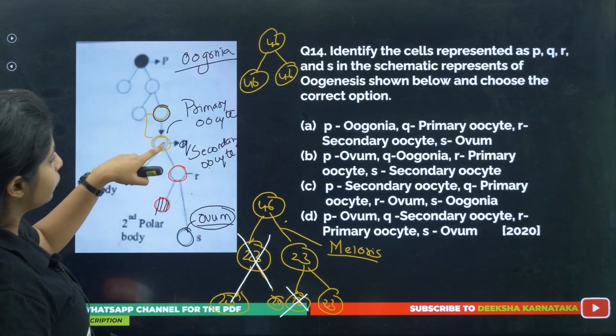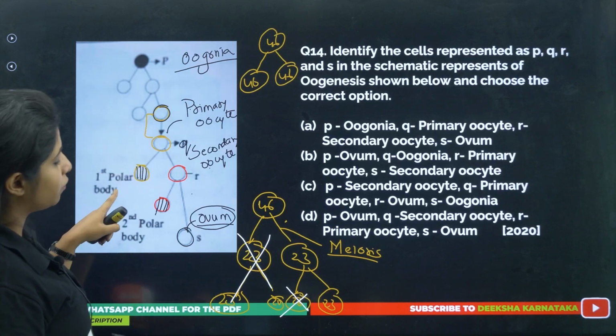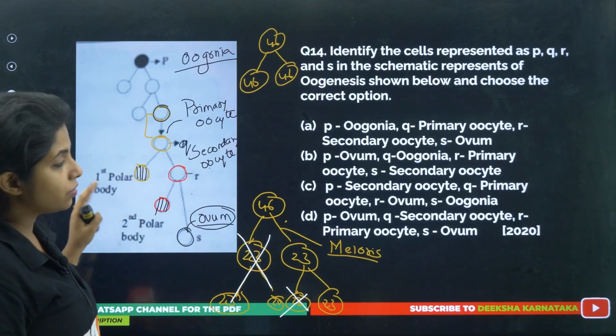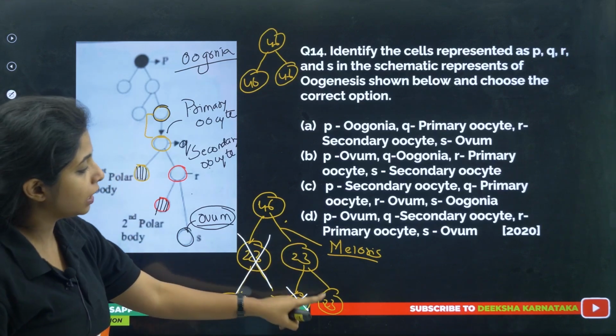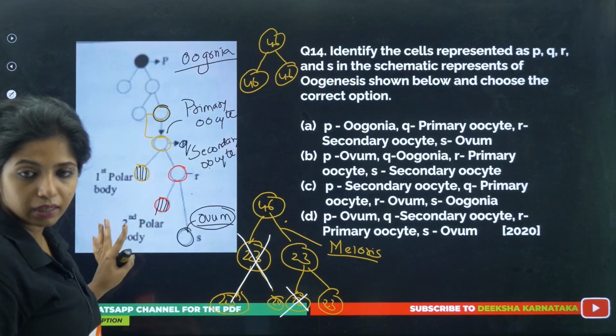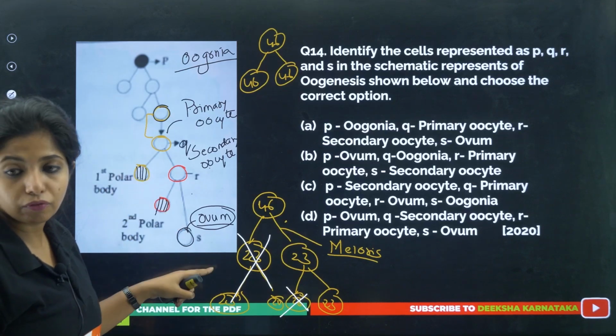This is the first meiosis where you get the primary oocyte and the first polar body. The first polar body degenerates. Then the primary oocyte will again divide into two. The other cell will again degenerate. This will survive and this will later form the ovum.